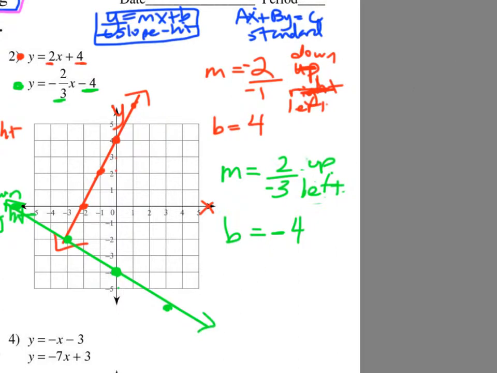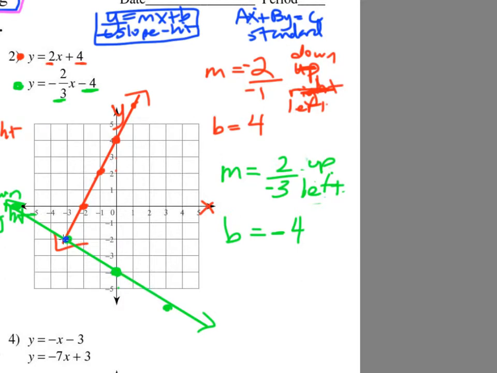So again, we want to find what is the point x and y that works for both. All of these guys work for the red guy. But this one doesn't work for green. This one doesn't work for green. This one works for green, but they don't work for red. Which is the only point that works for both red and green?